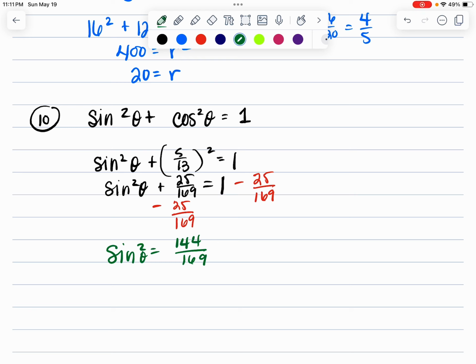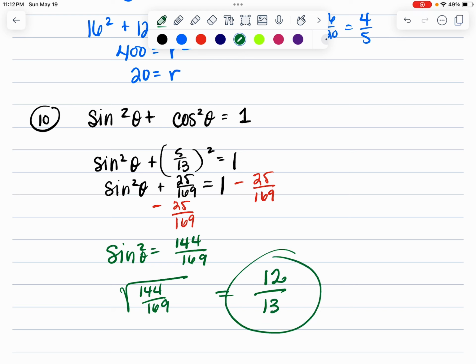And obviously that's sine squared, so you'll have to take the square root of both sides. If I take the square root of 144 over 169, the square root of 144 is 12, and the square root of 169 is 13. So my answer is 12/13. So that's the Pythagorean identity. Again, please do not give me a decimal on this one. I will implode and then mark it wrong.